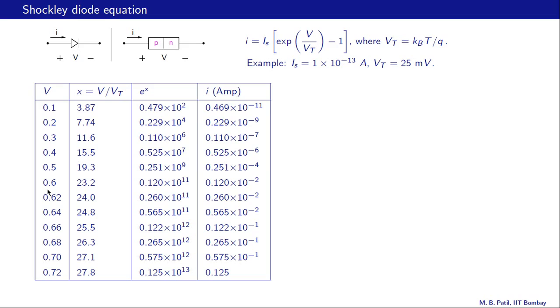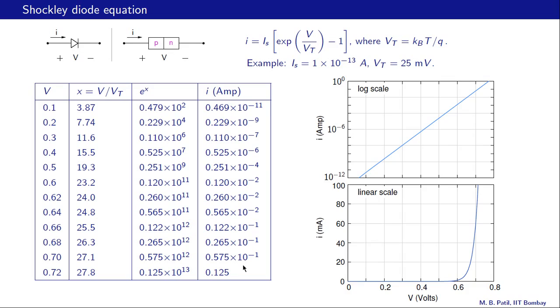With V equal to 0.6 volts, the current is 1.2 milliamps, and we see that now the current is becoming significantly large, and as we increase V further from 0.6 to 0.62 to 0.64 and so on, we see a rapid increase in the current. At 0.62 it is 2.6 milliamps, at 0.64 it is 5.6 milliamps, at 0.66 it is 12 milliamps, and when we come to 0.7 the current is 57 milliamps.